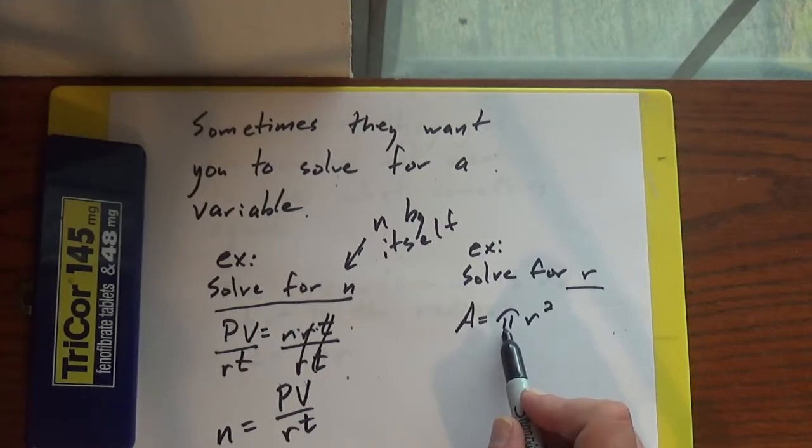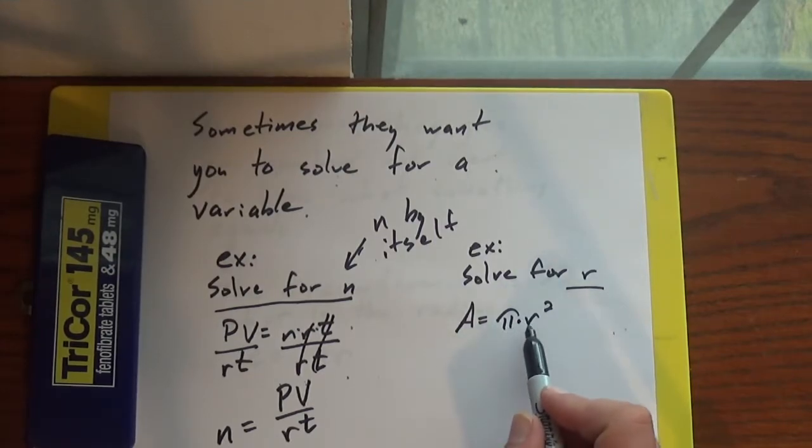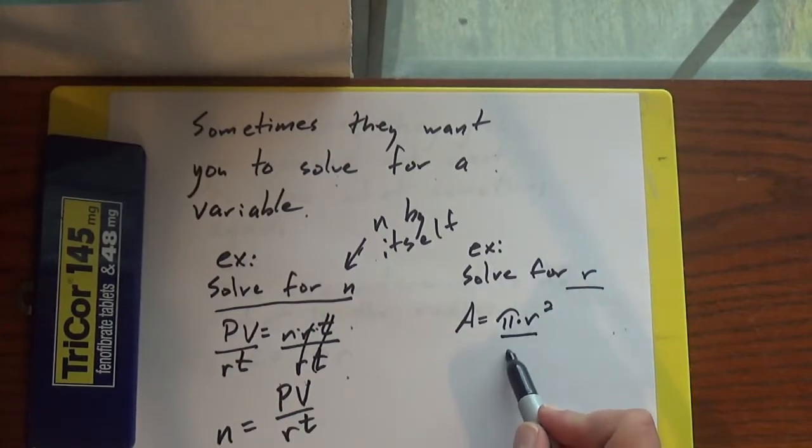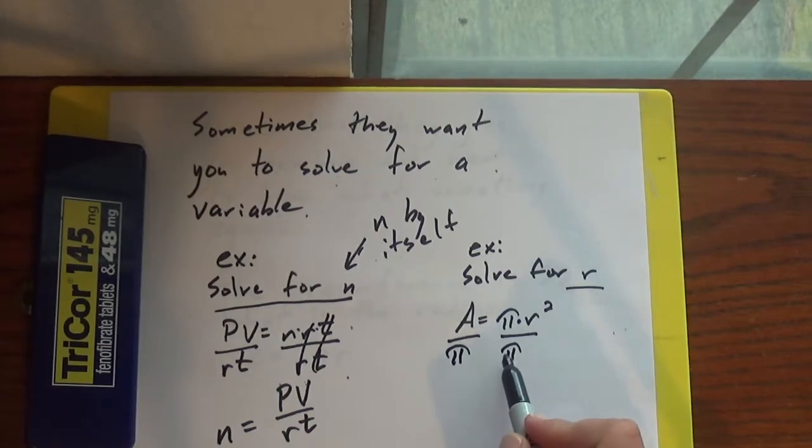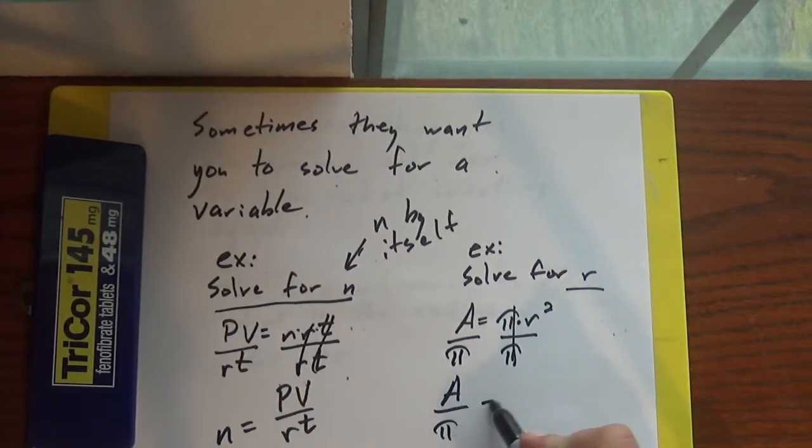Now on this one, they want me to solve for r, so I need r by itself. Pi is a number, so first I need to get rid of that. It's pi times r, so I'll divide by pi. And since I divided here, I need to divide there. These cancel out. A over pi equals r squared.